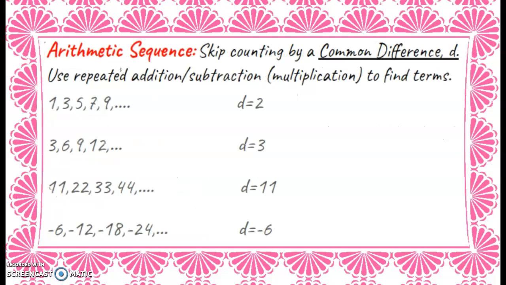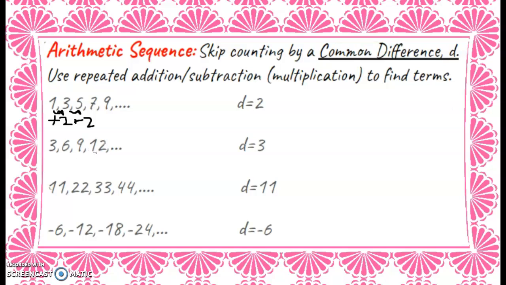Here are some examples of an arithmetic sequence. Arithmetic sequence is skip counting by a common difference d. Use repeated addition or subtraction to find these terms. The sequence 1, 3, 5, 7, 9, and so on. For each of these, you add 2 each time. 1 plus 2 is 3, 3 plus 2 is 5, 5 plus 2 is 7, 7 plus 2 is 9, and so on. So your common difference is adding 2 each time, so d equals 2.